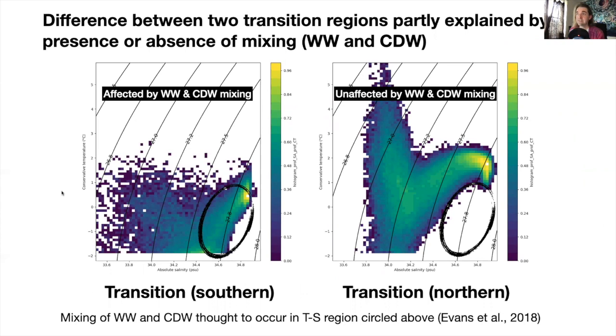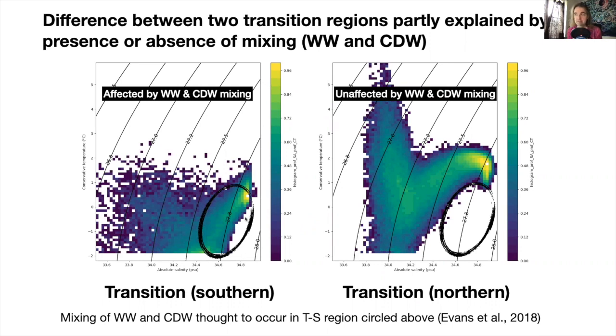So the difference between these two transition regions is partly explained by the presence or absence of mixing between the winter water and the circumpolar deep water. Here's the class that is affected, and you notice I've got this region circled here. This region in TS space, this connection between these two end members, was highlighted in this paper by Evans et al. in 2018.